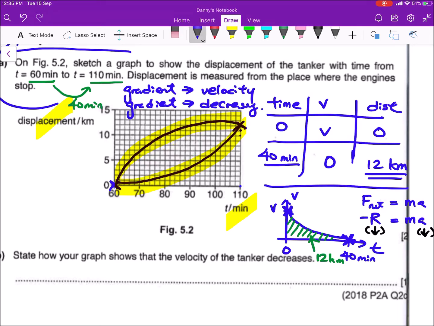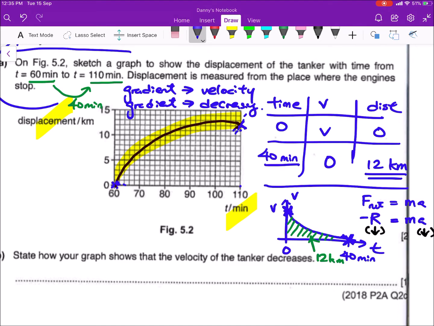If I look at the bottommost line, at the very beginning, you can see that the gradient is pretty flat, and then towards the end, the gradient is steep. So actually, for the bottommost line, it is showing you an increasing gradient. So I know that it doesn't match with my context. This is wrong.